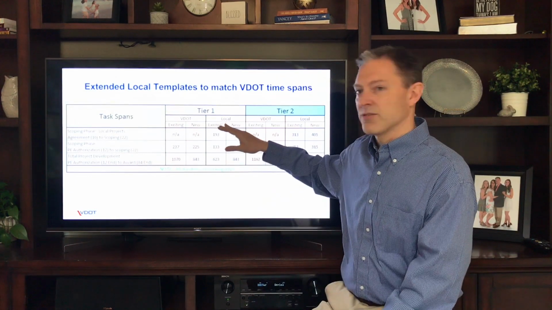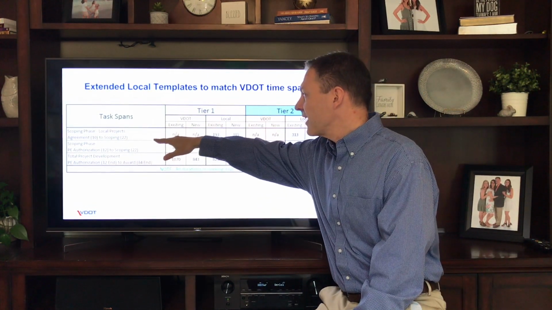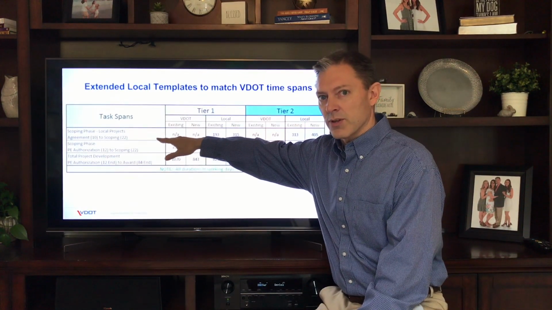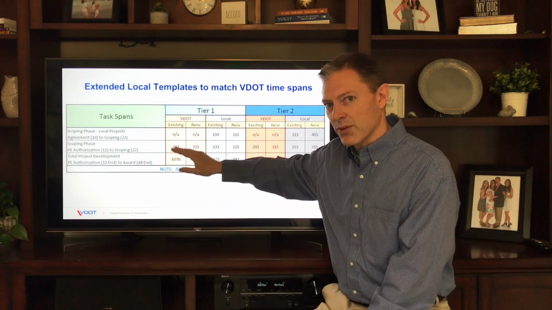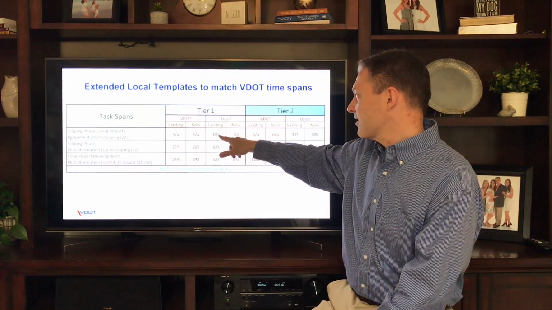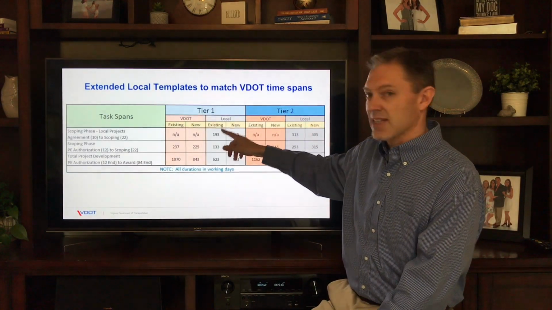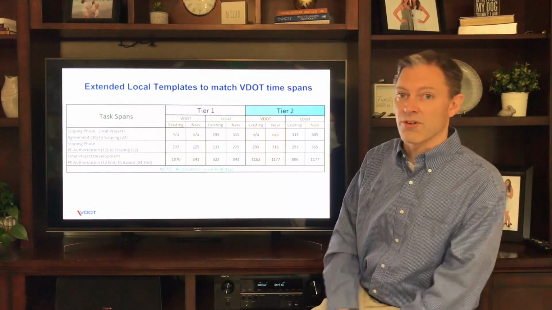So what we did was we used task spans. You can see here, we spanned from 10 to 22, from the agreement through scoping. Of course, there is no VDOT equivalent to that because they do not require a local agreement, but for information's sake, you can see that Tier 1 used to be 193 days, that span, now it's 315. For Tier 2, it used to be 313, now it's 405.